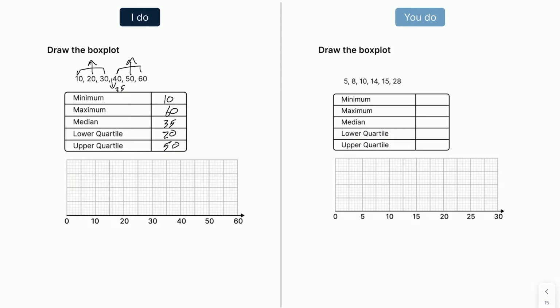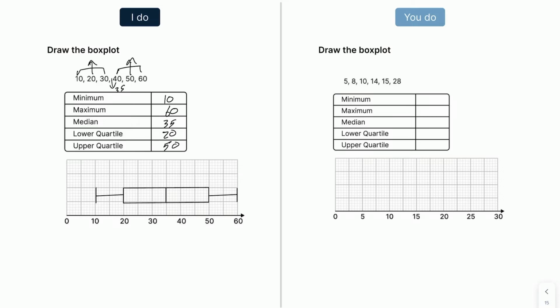So if I plot these, the minimum is 10, the maximum is at 60, the median is at 35, the lower quartile is at 20, and the upper quartile is at 50. There. And if I connect them together, and there we have it. So press pause and have a quick example on that, right?